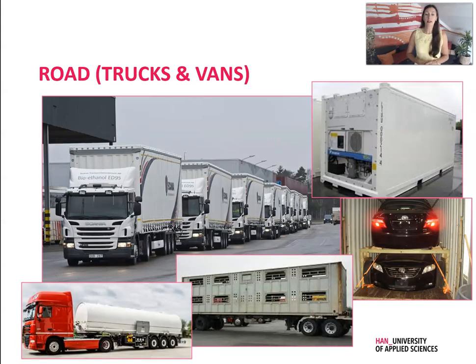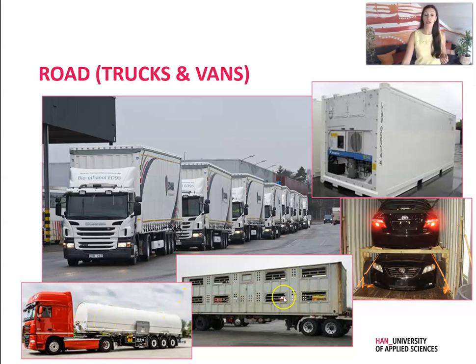So road is probably the transportation mode that you are most familiar with. It consists of trucks and vans, for example. Here we have several images of possible trucks and vans. And as you can see, something that is very unique about this mode of transportation is that it has a large variety of products that it can transport. Here we have the main regular trucks. But in this photo on the bottom, the container looks more like a tube, so it can transport liquids.